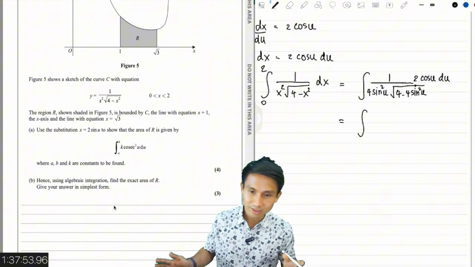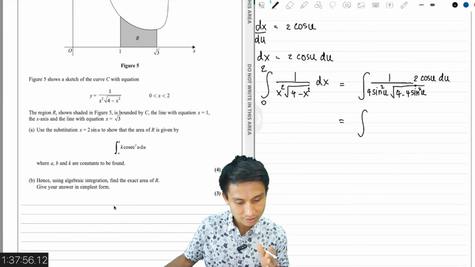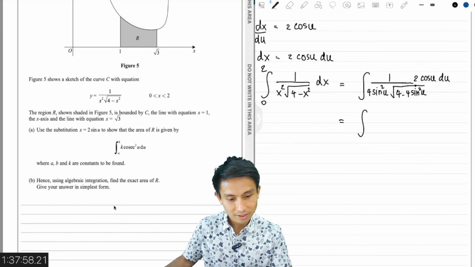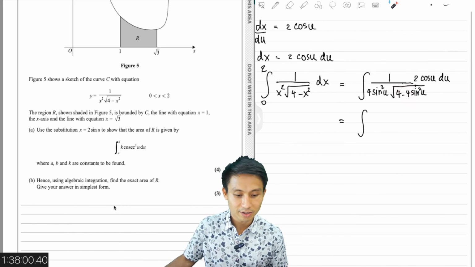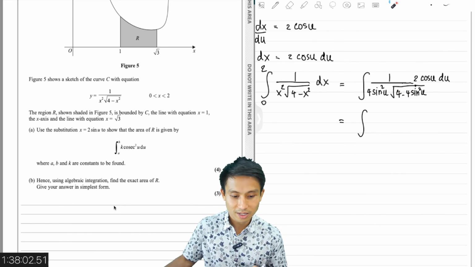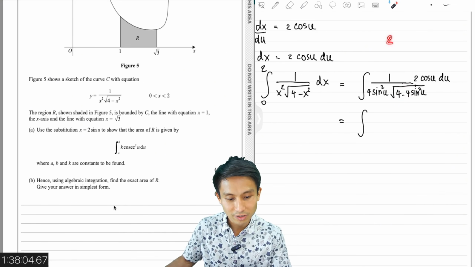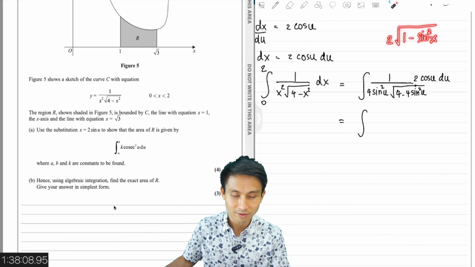And let's put the bounds in later. Let's focus on simplifying this term first. You see there is a factor of 4 in here, so I can pull it out. If I pull it out, I would get 2, and in the square root, 1 minus sine squared x, right? Follow? Well, this is cos squared, isn't it? From the identity. So this whole square root would be simplified to 2 cos x.